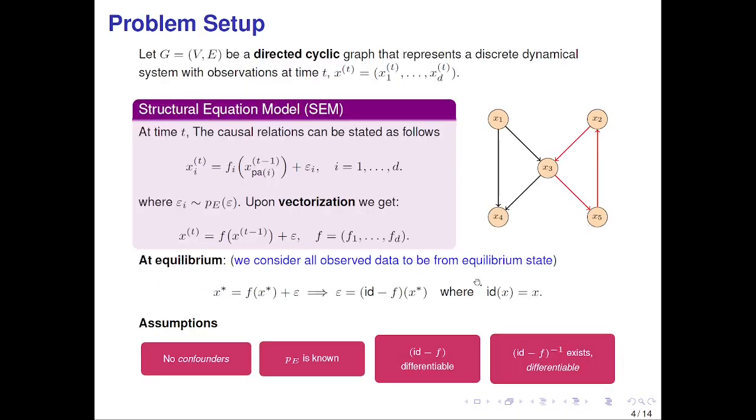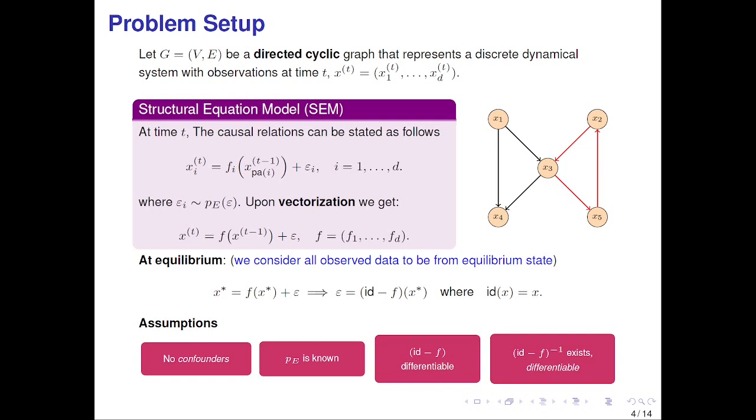The problem setup can be summarized as follows. Let G be a directed cyclic graph that represents a discrete dynamical system with observations at time t taken over all of the nodes in the graph. The causal dependencies between these nodes can be represented by a series of structural equations where each node x_i is some potentially nonlinear function of its parents and an intrinsic noise variable epsilon_i. These structural equations can be grouped together to obtain the vectorized form as shown here, where the observation at time t is dependent on the observation at time t minus 1.